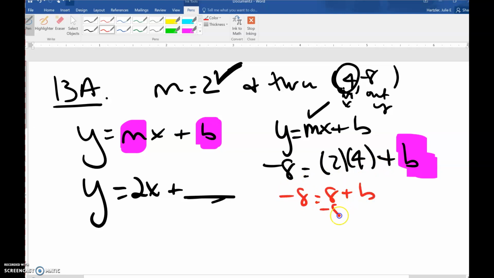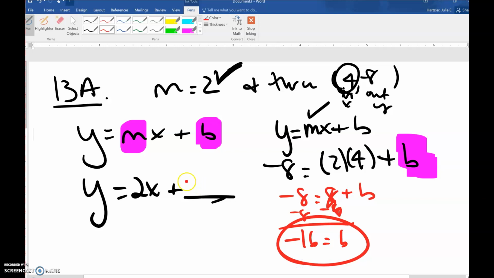To undo adding, I need to subtract. Debt and debt makes more debt. So my y-intercept, or my starting amount, is a negative 16. And if you wanted to write it 2x minus 16, that's fine.